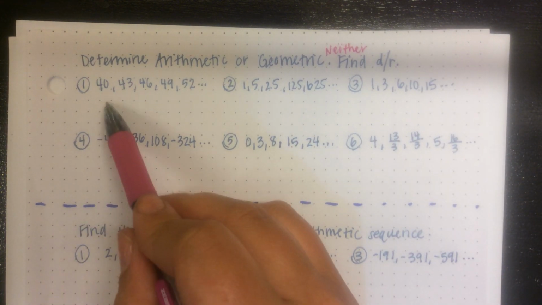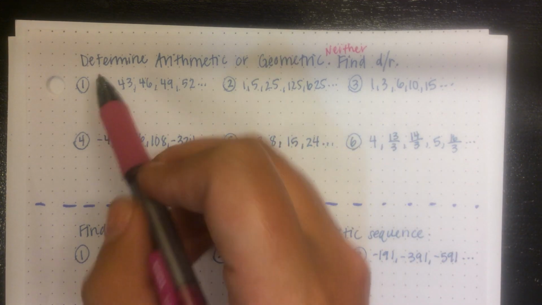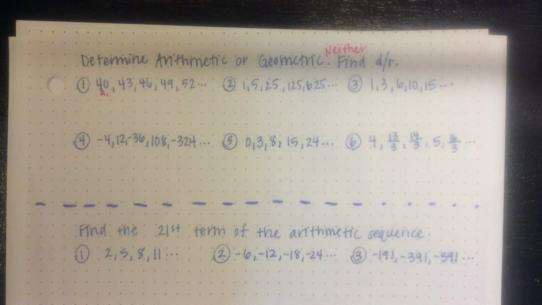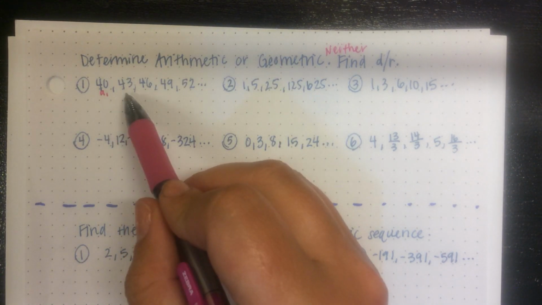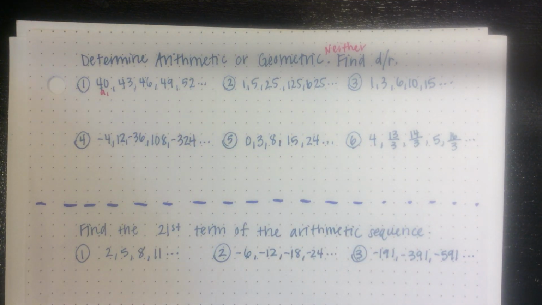So these are our sequences. You're always going to be given numbers written with commas in between. So our first sequence, we start at 40. That's our A sub 1. We don't need that for right now, but just make note of that. Then we go to 43, 46, 49, 52. Whenever I'm trying to figure out if it's arithmetic or geometric, I always look for adding and subtracting first, because that's way easier than multiplying and dividing.